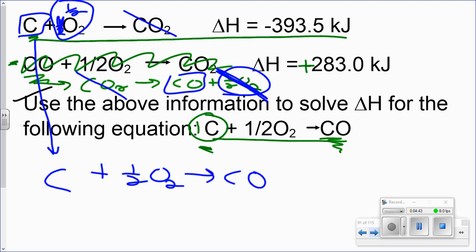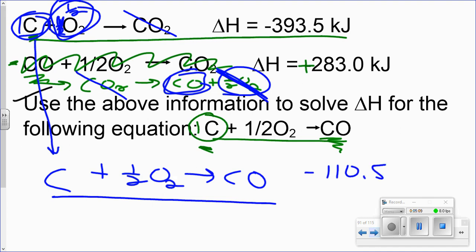So hopefully you followed along there. So I wrote this, this, and this all down here. The last step is to add up your energies, okay, which I didn't screw up. So if we add up the energies, you have negative 393.5 plus 283, the total delta H of the system is negative 110.5 kilojoules. Okay? That's how you do Hess's law. We'll practice more in class.